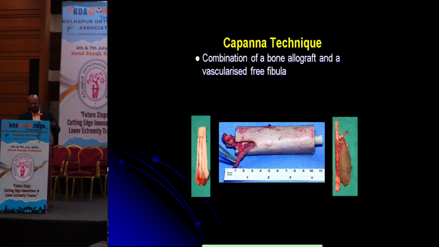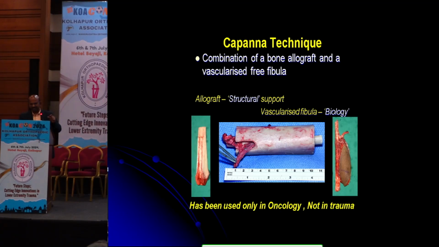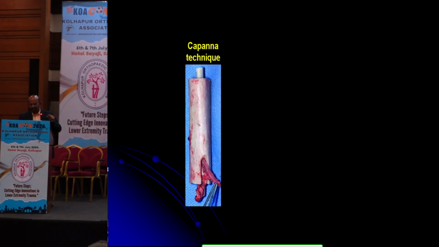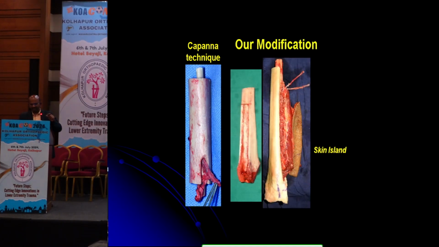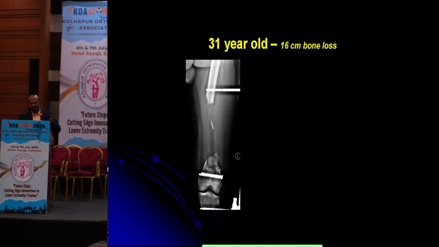Another technique is the Capanna technique, which was initially described for tumor reconstruction. We have modified it by using a skin island technique in addition to the free vascularized fibula. Here the allograft gives the structural support, the free vascularized fibula gives the biology, and the skin island is helpful to monitor the viability of the free vascularized fibula graft.